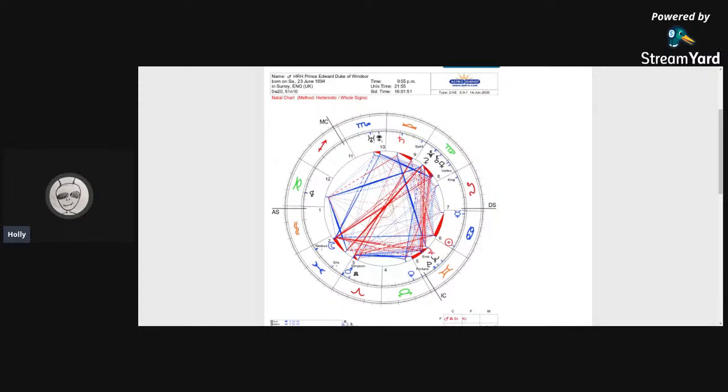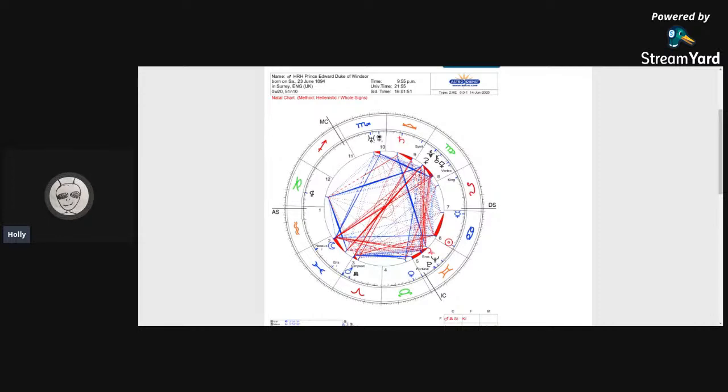I have up the natal chart of Prince Edward, Duke of Windsor. He was born the 23rd of June, 1894. He passed away in the 1970s. So I'm looking at this chart because, one, he's a public figure who's passed. I'm not an expert on his life, but he does have a lot of notable details, and he had some controversial things that happened in his lifetime. So he has a very interesting chart to look at.